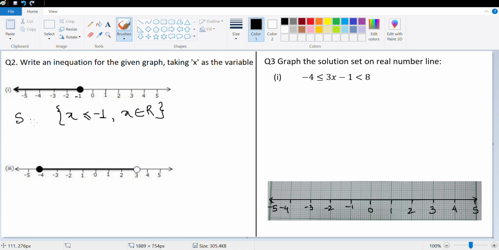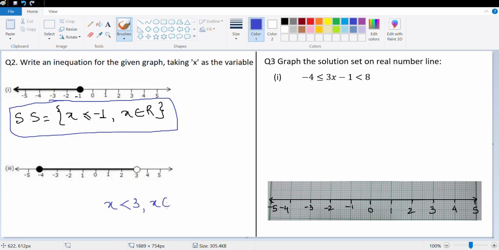So my solution set, SS, is nothing but solution set. This is ideally the way you should be writing your answer in the form of a set builder, which is x is less than or equal to negative 1 and x belongs to real numbers. Question number 2, part 3. So in this case, 3 is not a filled circle, which means x is less than 3. And again, x belongs to R.